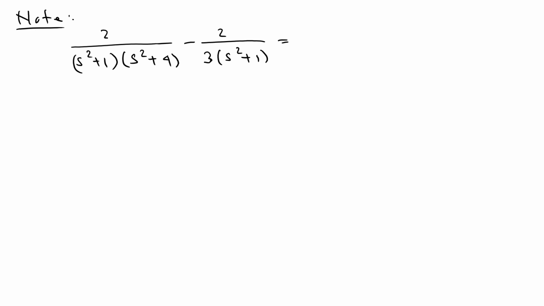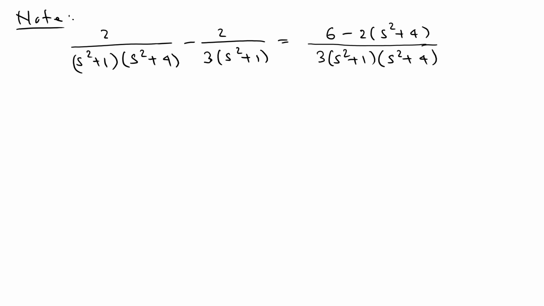So that's the whole point. That means how to create an s squared plus 4 term. So let's take the common denominator here. Once you take the common denominator, you're going to get 3 over s squared plus 1 times s squared plus 4. In the numerator, you're going to get 6 minus 2 times s squared plus 4.